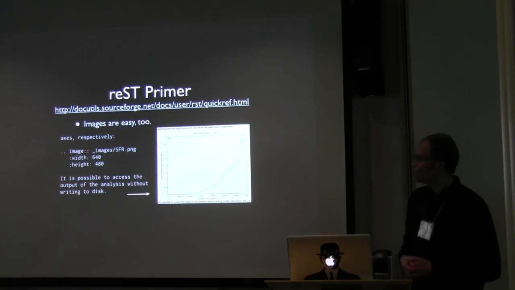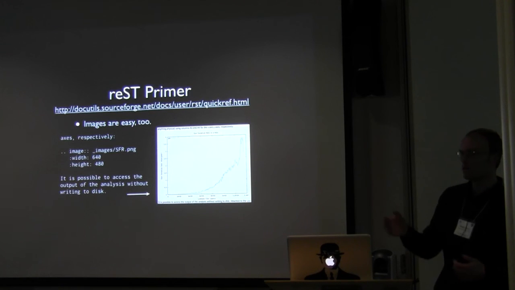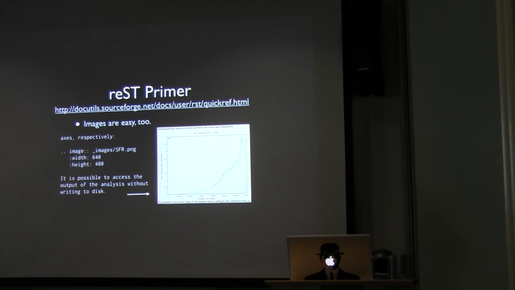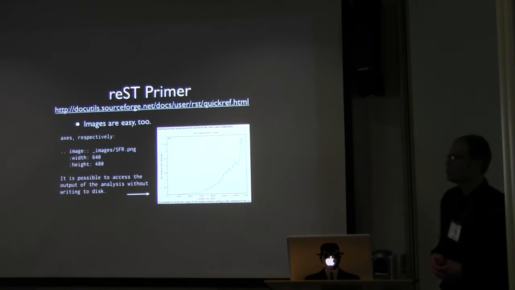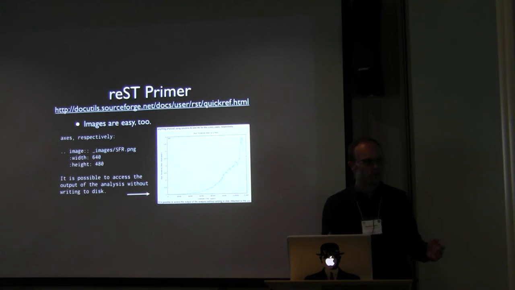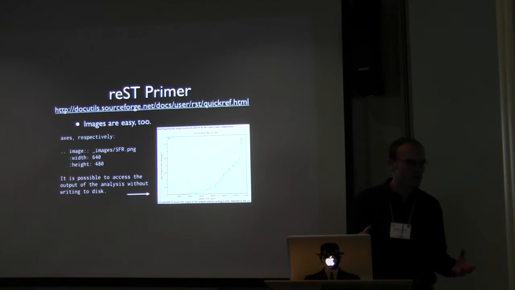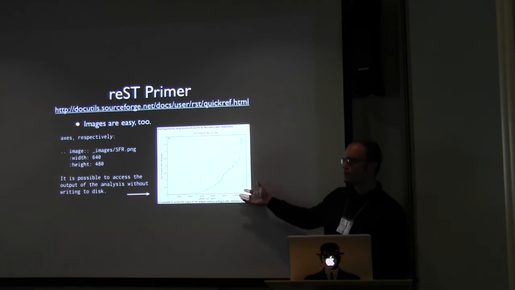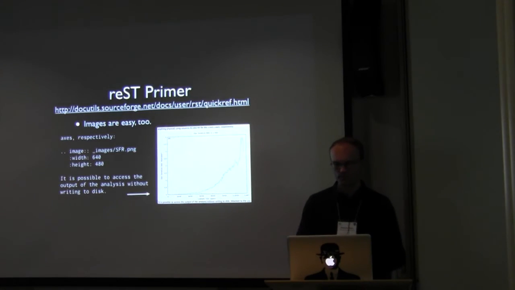Including images is very simple. Just like the code block, it starts with a two-dot directive, and you reference the image. Just like in HTML, if you've done HTML, you can have either absolute references to images or relative references to images. And if you're confused, just take a look at what's already been done in an existing text file, and you get your image included in the output.